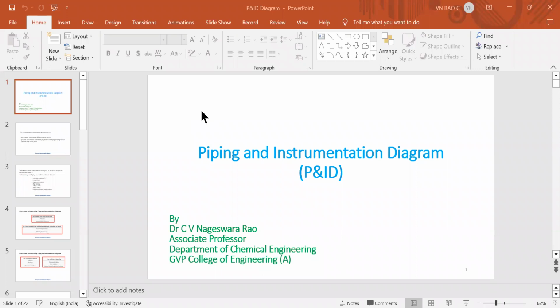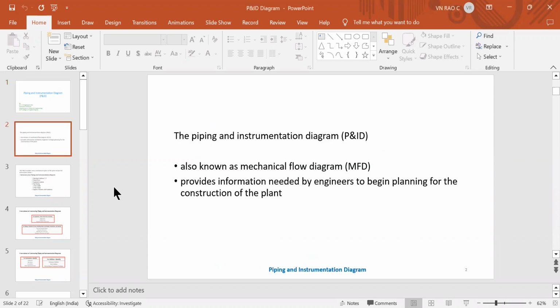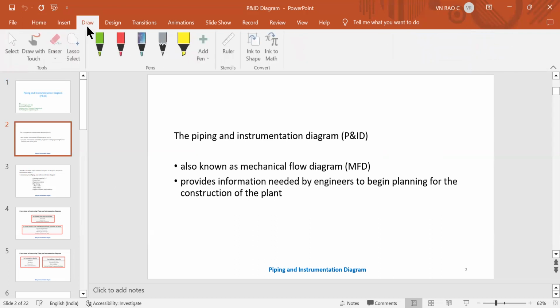Welcome. Today we are going to understand the piping and instrumentation diagram, also known as P&ID. Generally, P&ID is also known as a mechanical flow diagram. It provides information needed by engineers to begin planning for the construction of the plant. Here, by plant, we mean the chemical process plant.